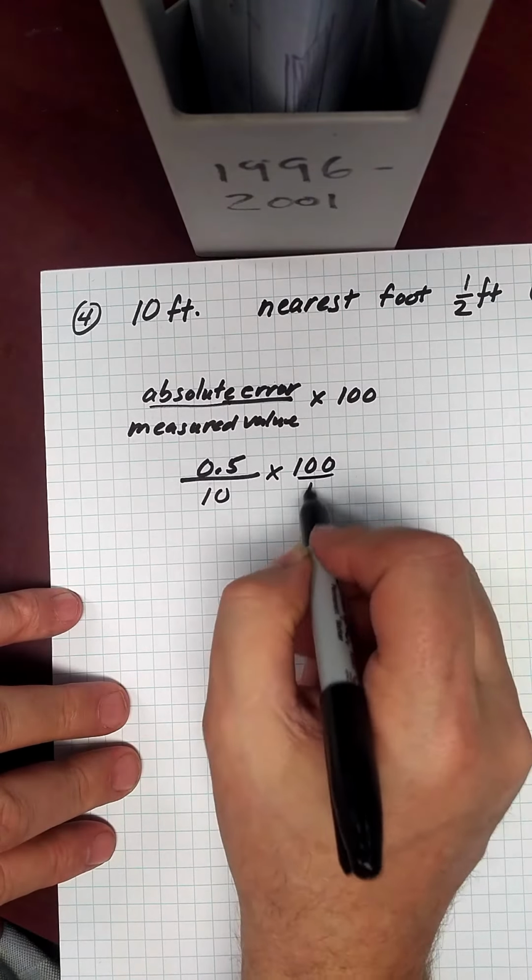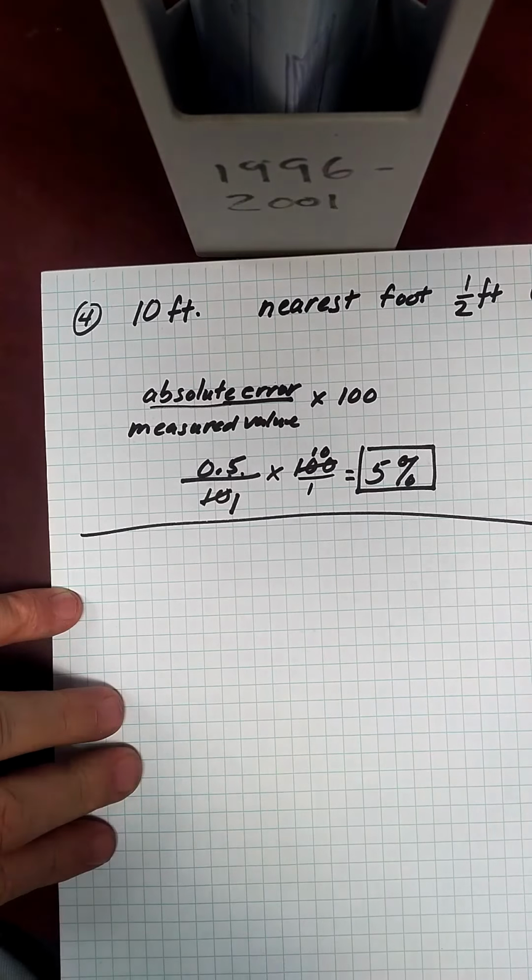So once again, half of whatever our unit is, so basically 0.5, and then this is going to be our actual measured value, and then multiply times 100 to get the percent.